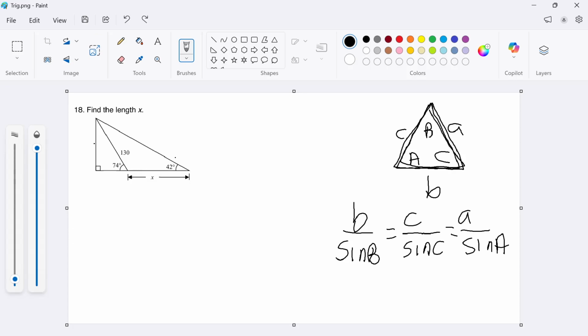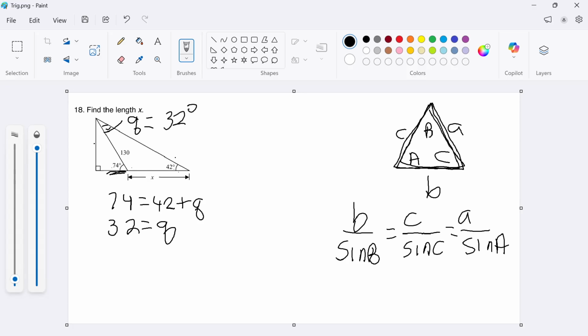I don't want to mark that thing up yet. I want to find x, so I need this angle. Well, if this is 74, it's an exterior angle of a triangle adjacent to an interior angle. So it equals the sum of these two angles. 74 equals 42 plus, I'll use q. Q is this angle. And so I subtract 42, and it's 32. So q is 32 degrees.